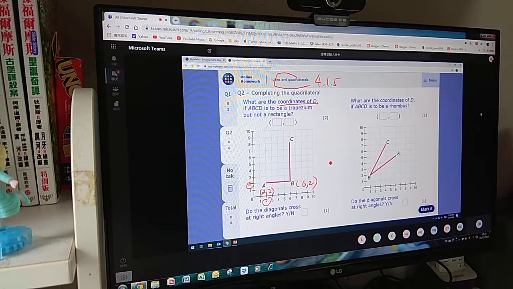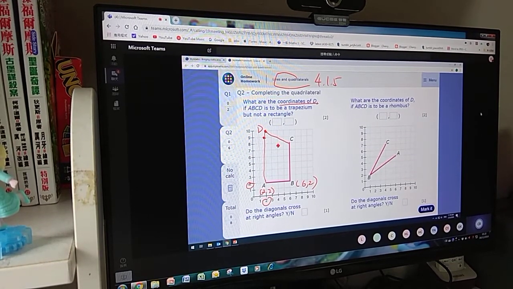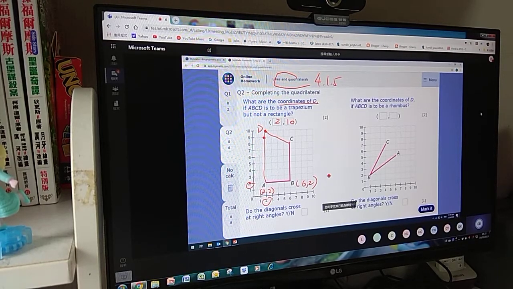So if the shape is a trapezium, what is the coordinate of D? Actually we have two possible answers. First, D can be this point or can be this point. Maybe I use the point 2 and 10. Okay. So, any questions?